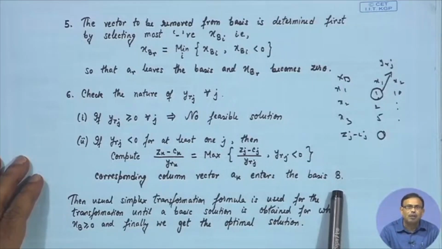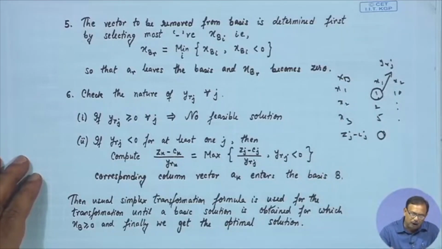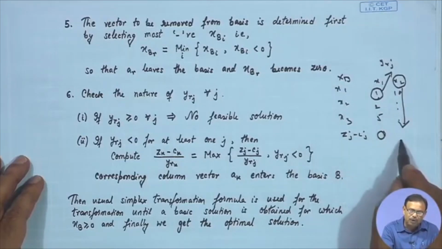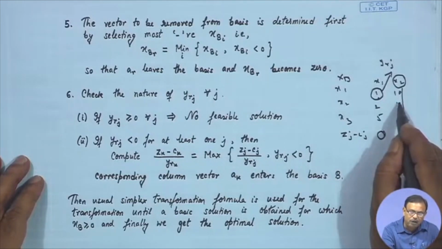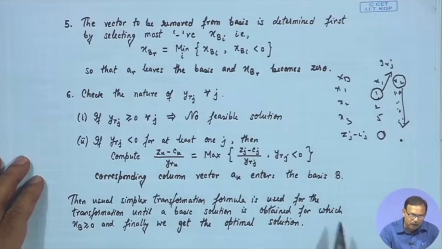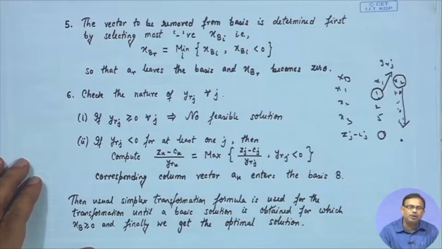So, corresponding to the column vector a k, that means, if a 2 is the departing vector, then I will compare here the y values with the z j minus c j values, and I will not compare the ratio for all y values. I will take only those y values which are negative here. Then the usual simplex transformation is used until a basic solution is obtained for which x b is greater than or equal to 0, and finally we get the optimal solution.